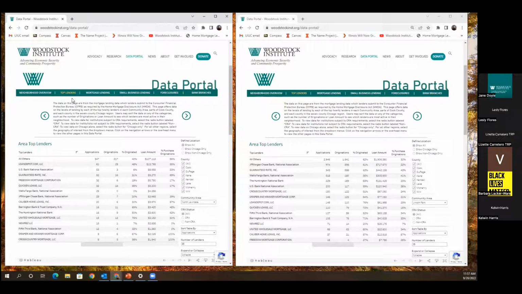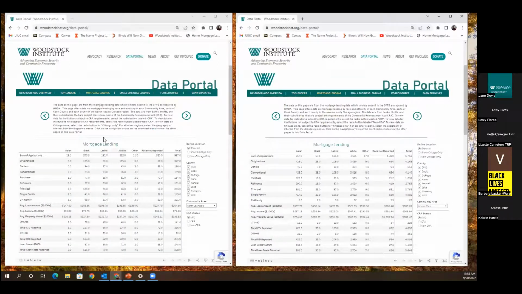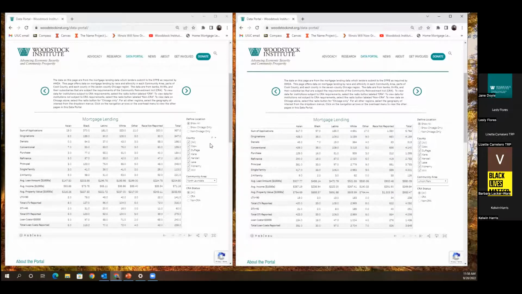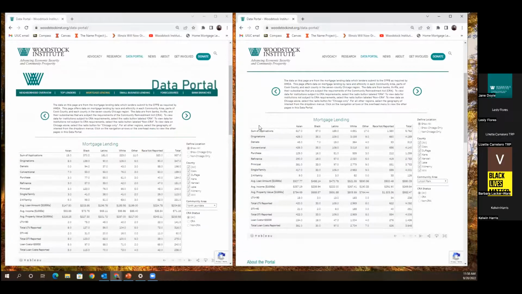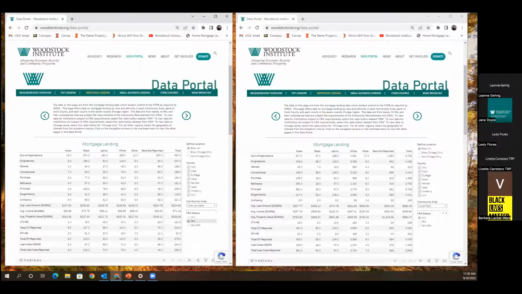And okay, that's just top lenders. What about mortgage lending specifically? The numbers for mortgage lending. So first, we'll just look at the banks that are regulated by the CRA.